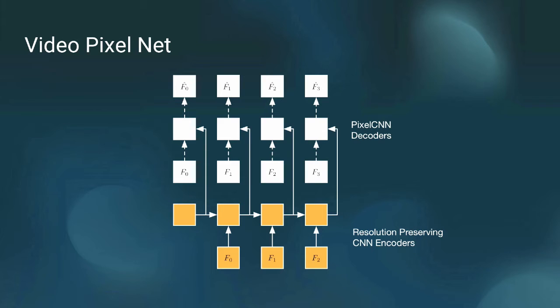In orange, we see the networks that encode the context, each one frame at a time. And one important thing about these CNN encoders is that they have to be resolution preserving. Just like before, we were preserving the resolution of the encoding in the translation model, and we were losing the least information. Here, in the same way, we preserve information for each pixel in the encoders.